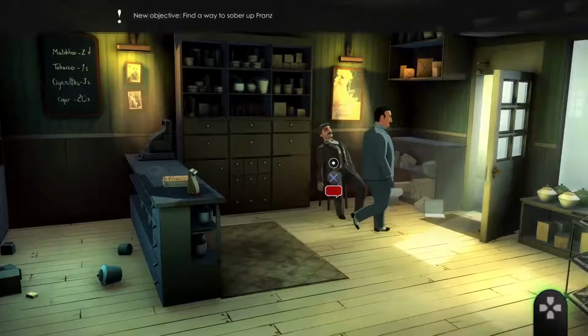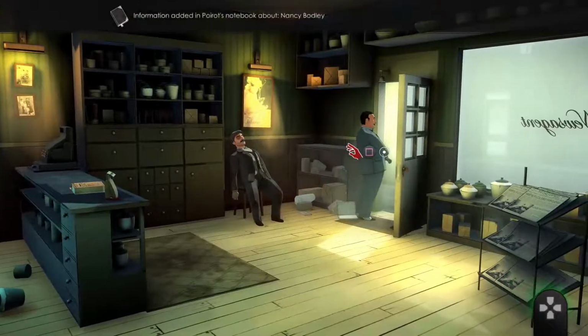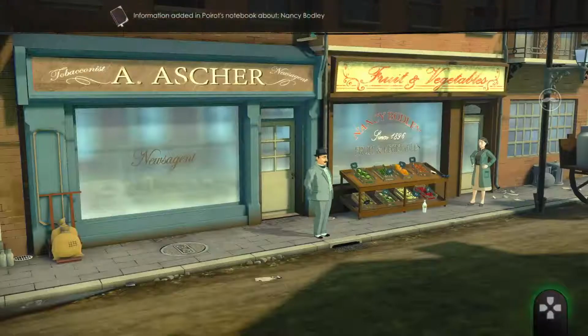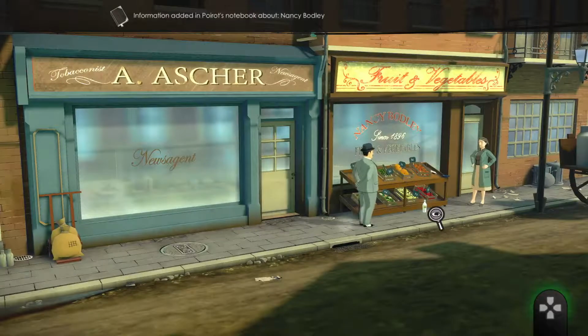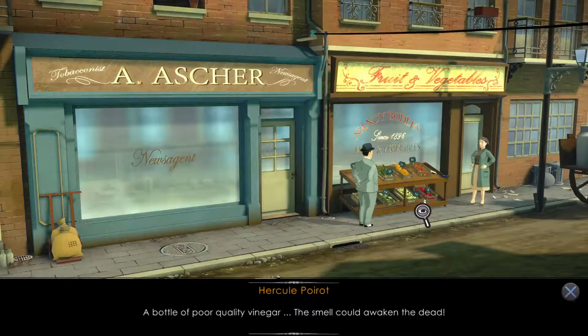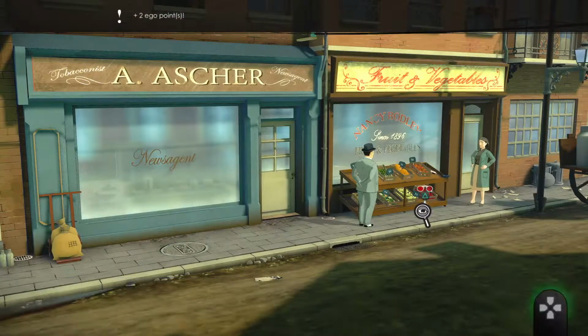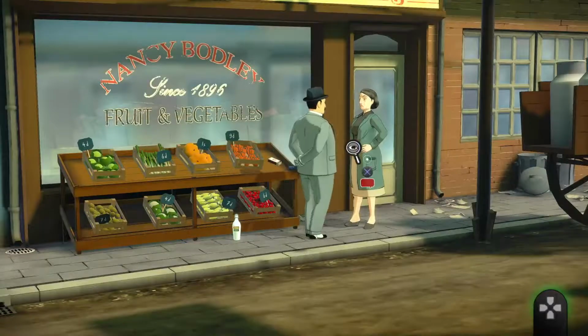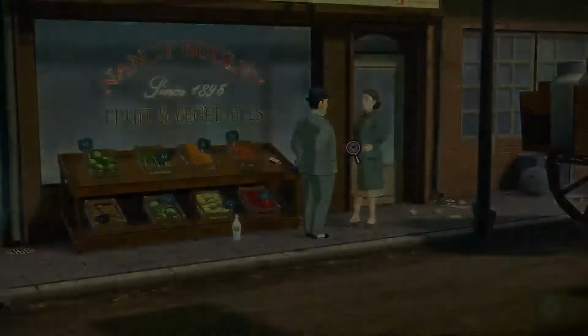Find a way. Oh, let's go get the vinegar. Put that vinegar under his nose and he will wake right up. Can't stand the smell of vinegar. A bottle of poor quality vinegar. The smell could awaken the dead. So you should better take it. Unless it is hers.